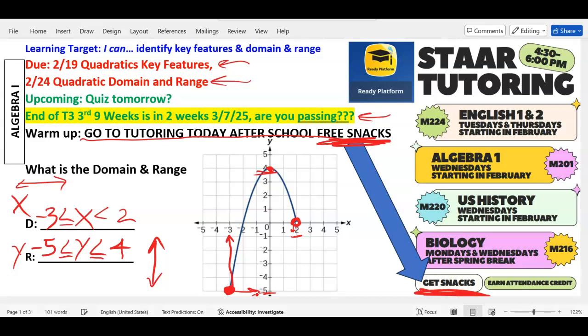But if you first need to finish 219 quadratic key features, or 224 quadratic domain and range, or 225 yesterday's domain and range from table, that's fine. Do those first. But I'm going to hand this to you now. This is the next assignment. Before we get into something new tomorrow, we just wanted to spend a day catching up and doing some mixed practice. Sound good? So make sure you're knocking this stuff out.